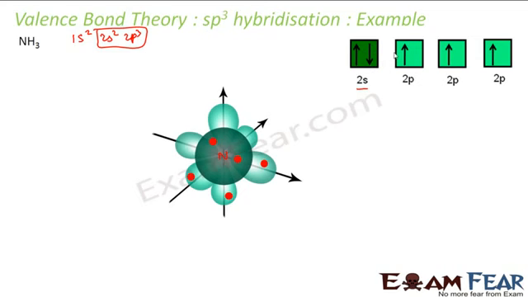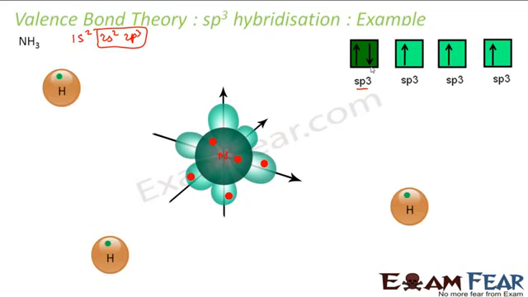If you see here, there is no transfer of electron. It just went sp3 hybridization. That's all. Let's see how it comes.